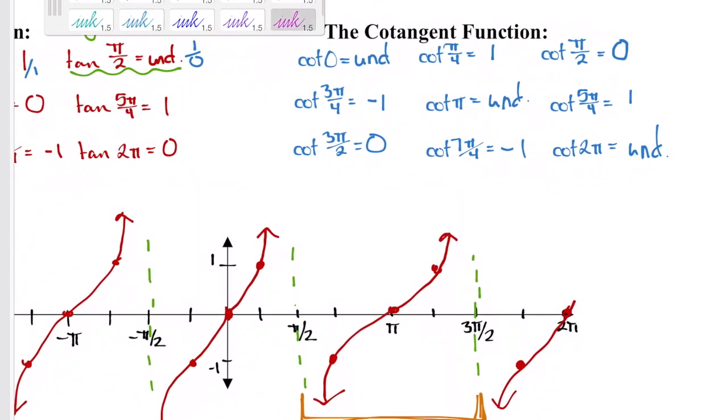And now graphing those, I want to put in my asymptotes first so I know what not to touch. It'd be really embarrassing to start touching your asymptote in math class, wouldn't it? So let's not do that. So everywhere I have a 0, I have an asymptote.